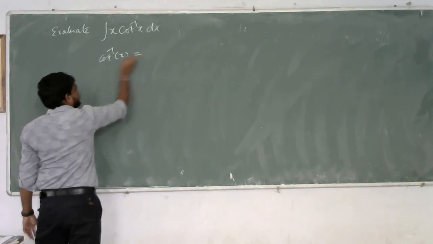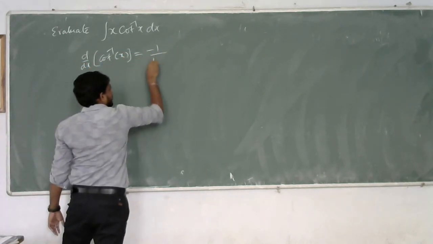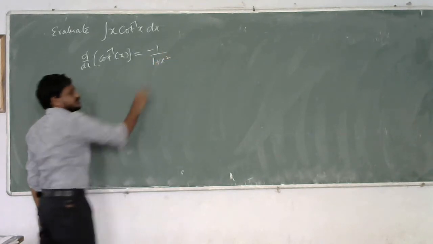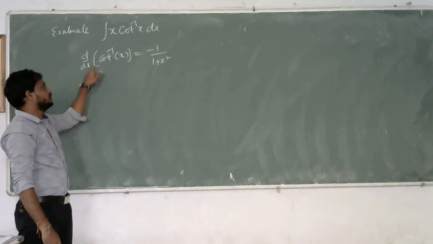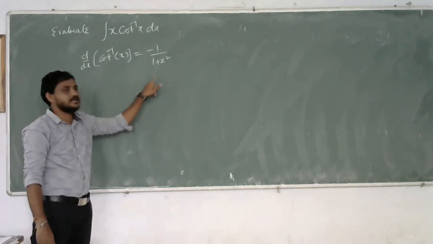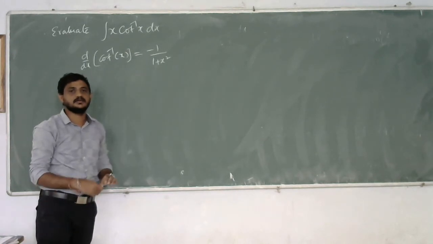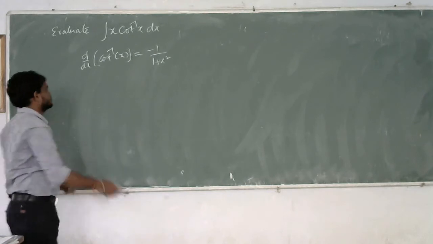So what is the formula for cot inverse of x? That is, differentiation of cot inverse of x is minus 1 by 1 plus x square. Remember this formula. Because we have to take u value as cot inverse of x, then du value will be minus 1 by 1 plus x square into dx. Okay, so solve this problem similar to the previous one. Let us discuss one more problem.